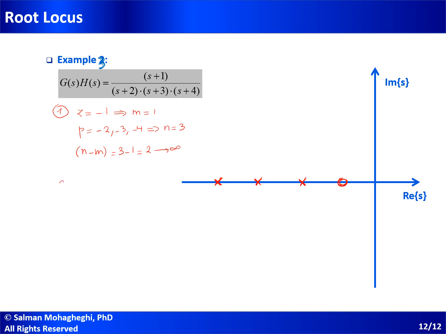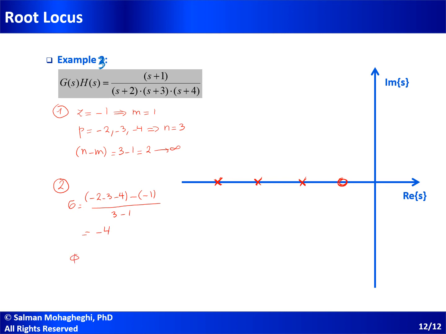Step 2. Now that I know that I have 2 asymptotes, let's find out the point at which they intersect. So sigma is going to be the summation of all the poles, which is -2, -3, -4, minus the summation of all the zeros, which is -1, divided by n minus m. The numerator is going to be -9 plus 1, which is -8, divided by 2, which is -4. So that's the point where the asymptotes will intersect.